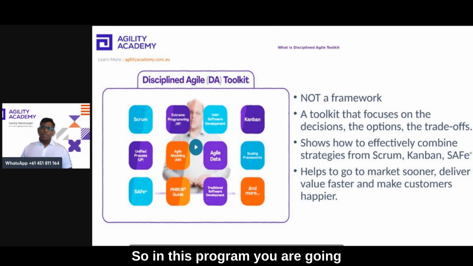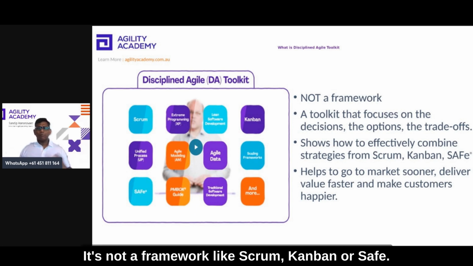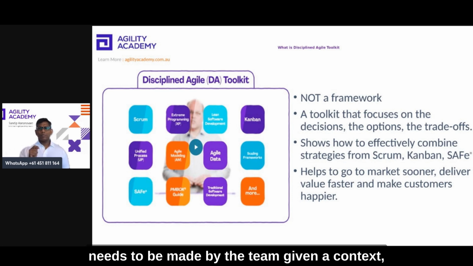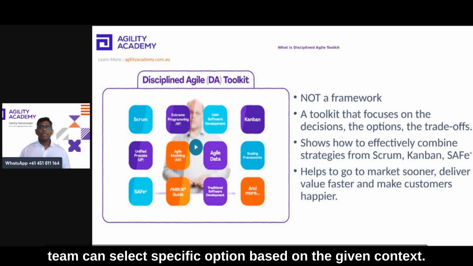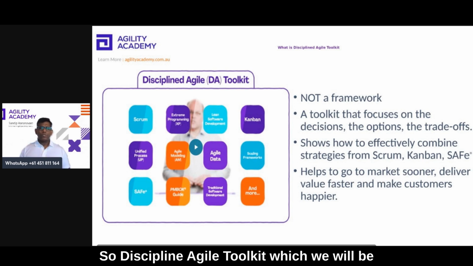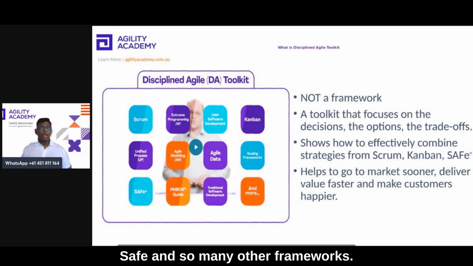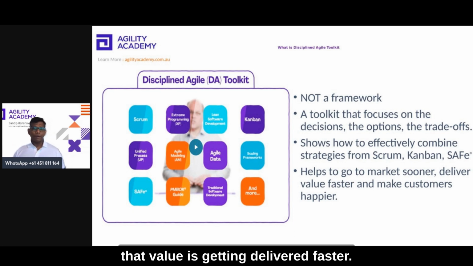So in this program, you are going to explore the Discipline Agile Toolkit in detail. The Discipline Agile Toolkit is not a framework like Scrum, Kanban, or SAFe. It is a toolkit that focuses on the decisions which need to be made by the team given a context, the different options which are available to the team, and how the team can select a specific option based on the given context. The toolkit will help you understand how to effectively combine strategies from Scrum, Kanban, SAFe, and so many other frameworks given a context. It also helps you, as a Scrum Master or Agile team leader, to bring value to the market sooner. It also helps you ensure that customers, your employees, or team members are happy whenever that value is getting delivered faster.